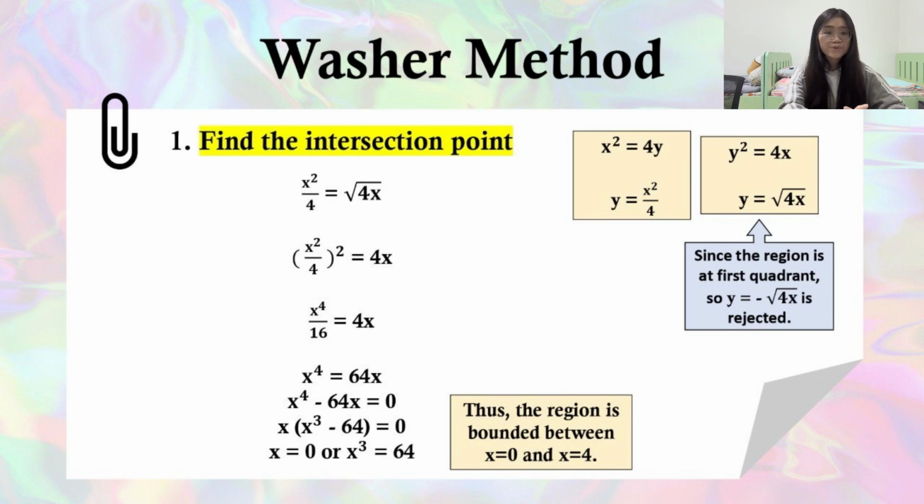Then we square both sides. So x to the power 4 over 16 is equal to 4x. We move the 4x to the left side, so x to the power 4 minus 64x is equal to 0. Then we factorize the x and we get x is equal to 0 or x cubed is equal to 64. Therefore, the region is bounded between x equals 0 and x equals 4.